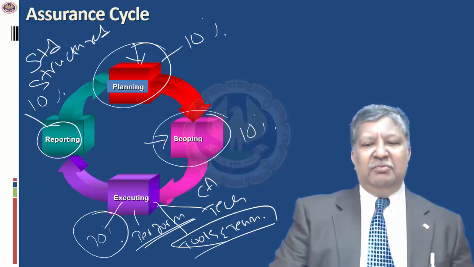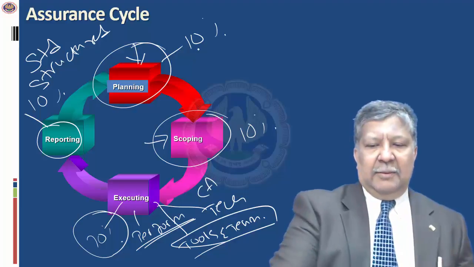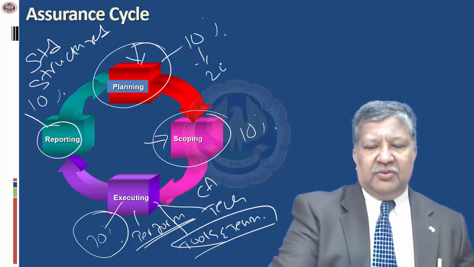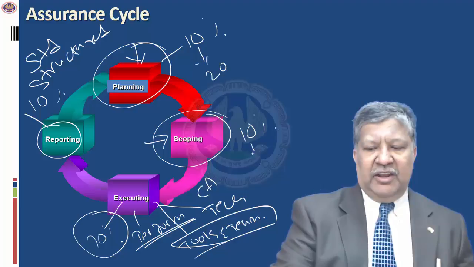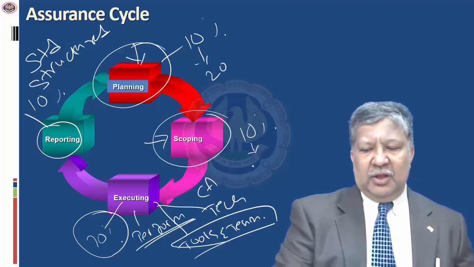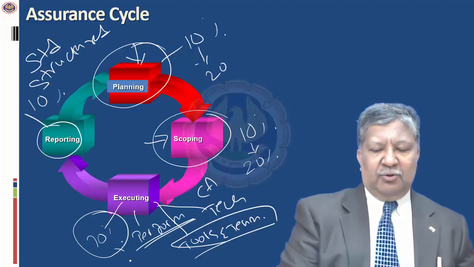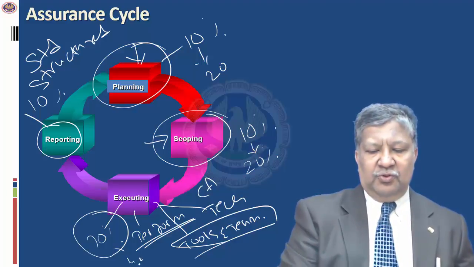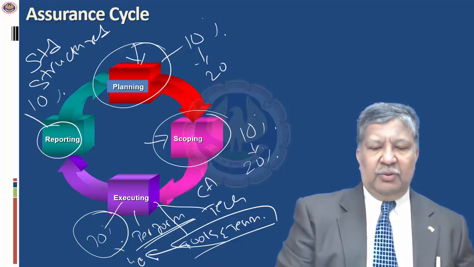But in the case of information system assignments, planning itself could take about 20%. The scope of the assignment, depending on the need, where you understand the business process, could take about 20%. The actual performing of the assignment could be only about 40% because you use the required tools and techniques to be able to audit.